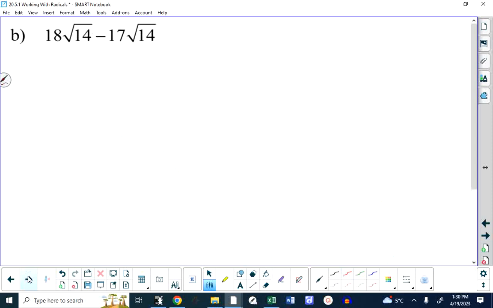Can we take 8 root 14 and subtract 17 root 14? 18 rather. Yes, because they are like terms. There are 18 root 14s, and we're subtracting 17 root 14s away from them, which gives us 1 root 14, and you certainly do not need to write the 1.